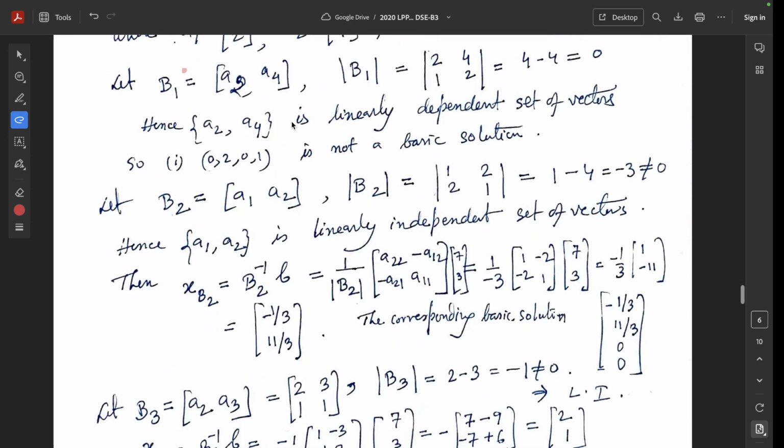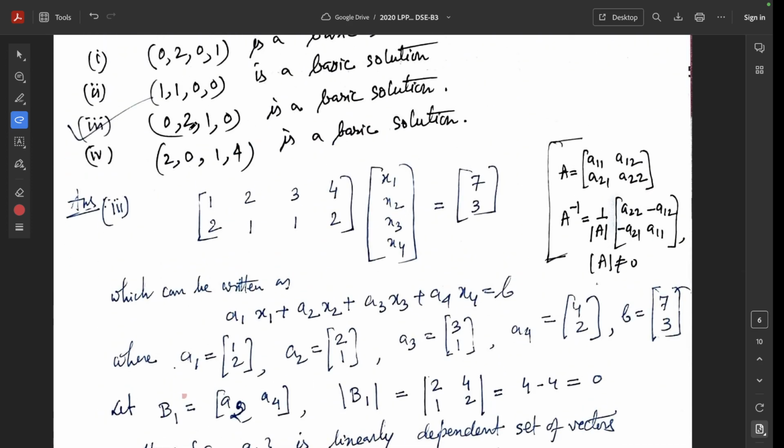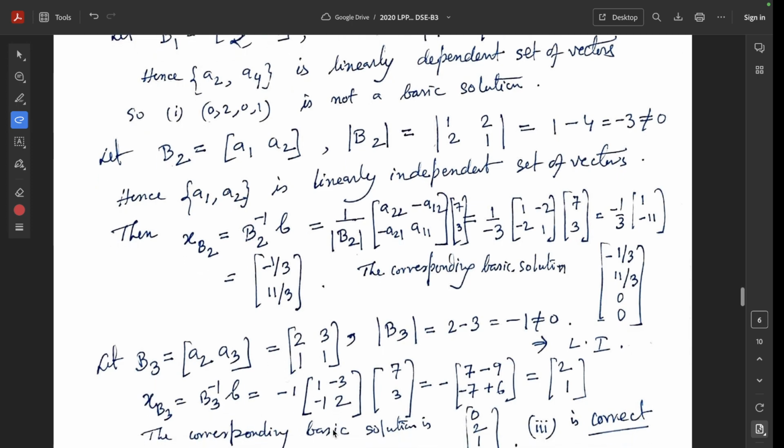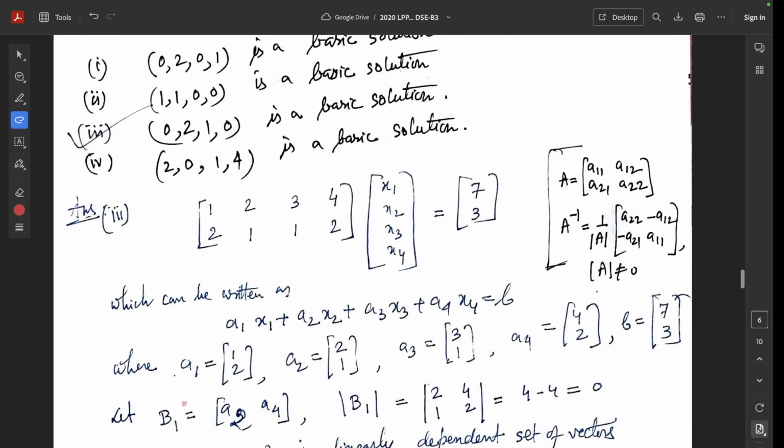Next, option 3. For option 3, the non-zero elements are x2 and x3. So we can choose the basis matrix B3 equal to A2 and A3, and the determinant of B3 is not equal to 0. So A2 and A3 are linearly independent, and we find XB3, that is B3 inverse B, equal to 2, 1. The corresponding basic solution is x1 non-basic variable 0, x2 equal to 2, x3 equal to 1, and x4 non-basic variable 0. So the correct option is option 3.